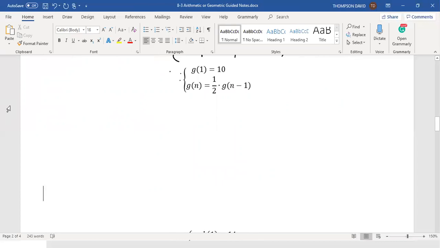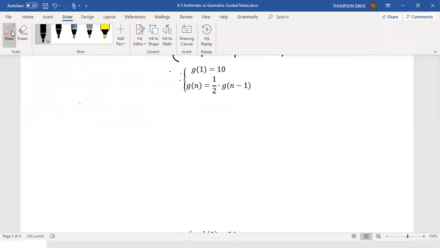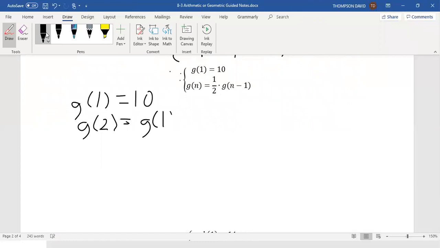My next example gives a geometric sequence in recursive form. So recall g(n minus 1) just means previous term. So again, we want to find the first four terms. So the first term is given to us as 10. So we want to find the second term. So that'd be g2, which is just the previous term g1 times 1/2, or 1/2 g1. Just do it the same way the problem's written. 1/2 times g1, which is 10, and half of 10 is 5.